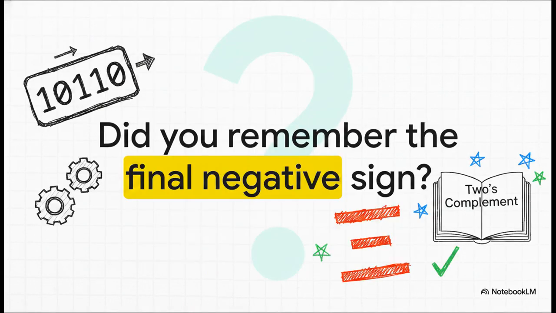As you review this explainer and build out your own computer science study guide, I want you to make a habit of asking yourself this final, grade-saving question before moving to the next problem. You've done the shifts, you've done the math, but did you remember the final negative sign? Keep that front and center, lean on your 2's complement cheat sheet, and you're going to absolutely crush these conversions.